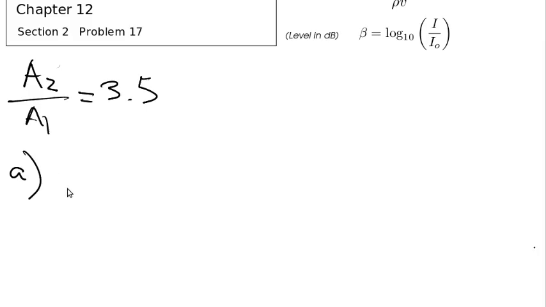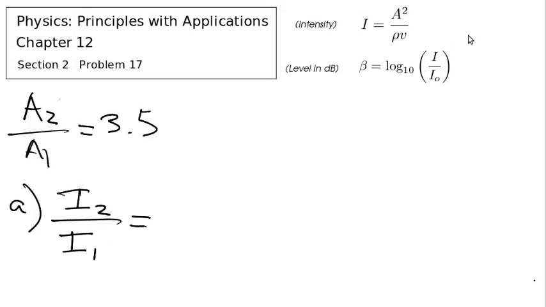And we're going to use this fact right away because in part A, it asks you by what factor does the intensity level change. And the symbol for intensity is I, so we want I2, that is the intensity after, divided by I1, the intensity before. I've put the formula for intensity right here, and we're going to use that formula twice. Once for after, once for before.